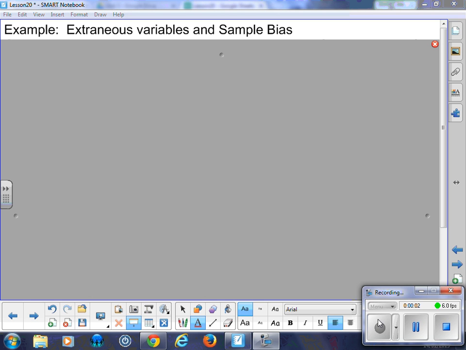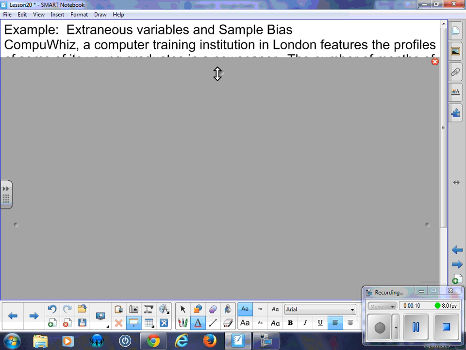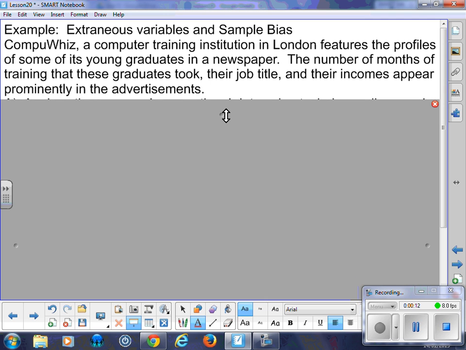Hello and welcome back. All right, the next sample we have here is extraneous variables and sample bias. So again, I just have the screen shared up. I know you have everything, but it's a little overwhelming, lots of reading here.